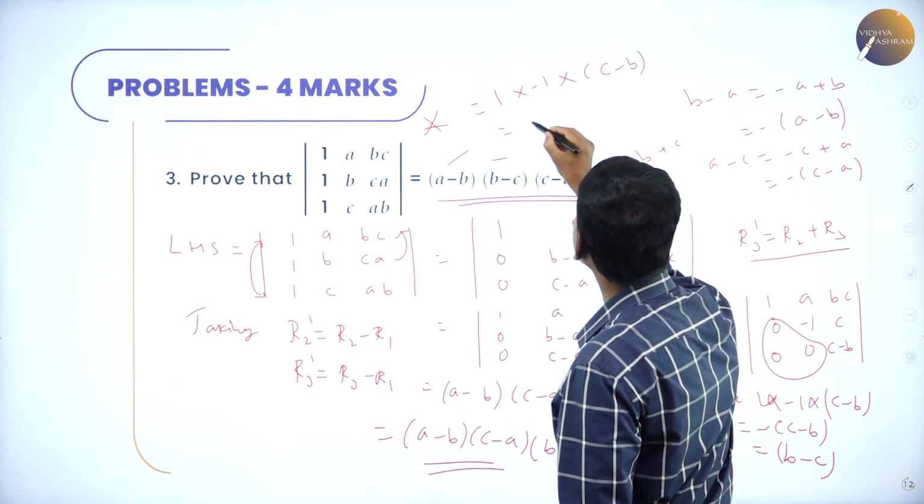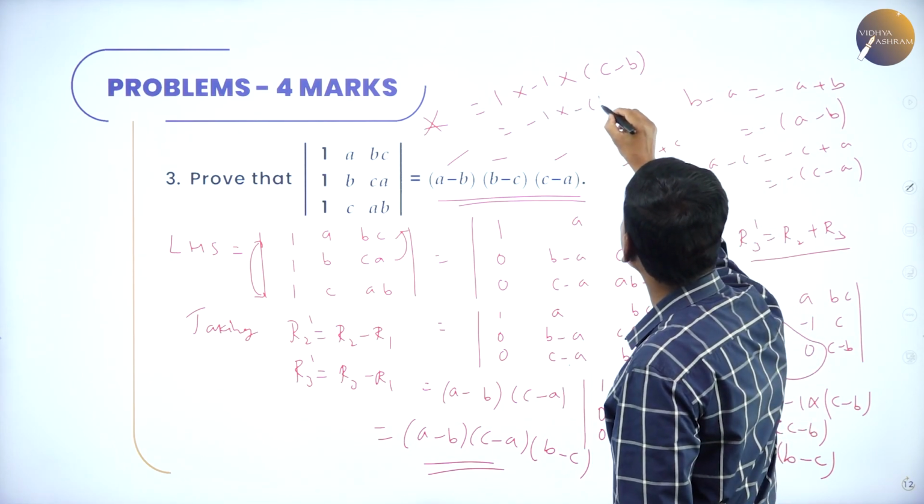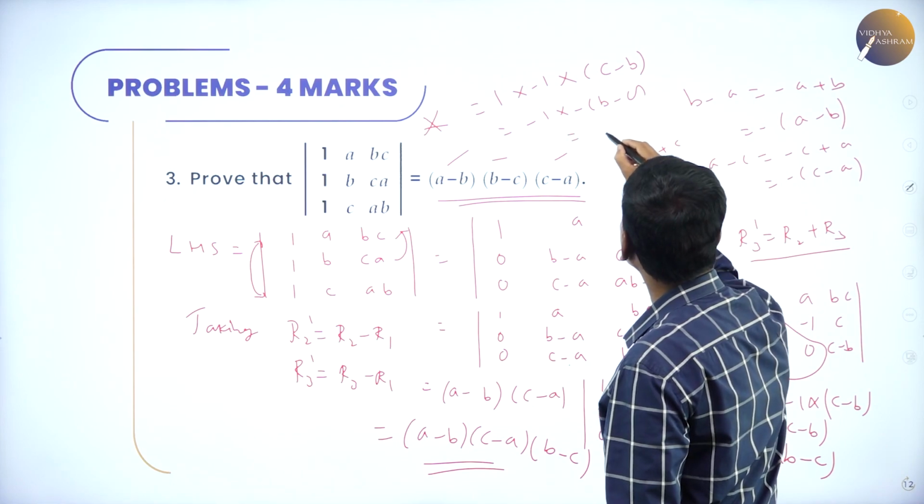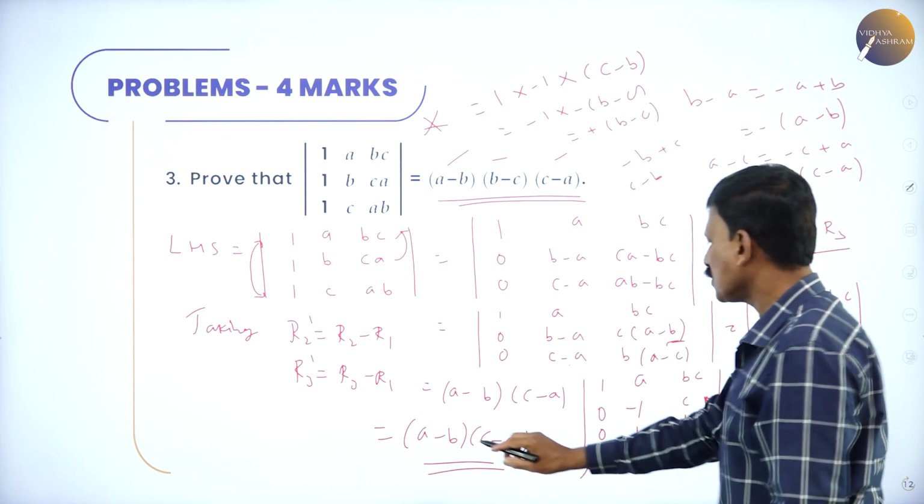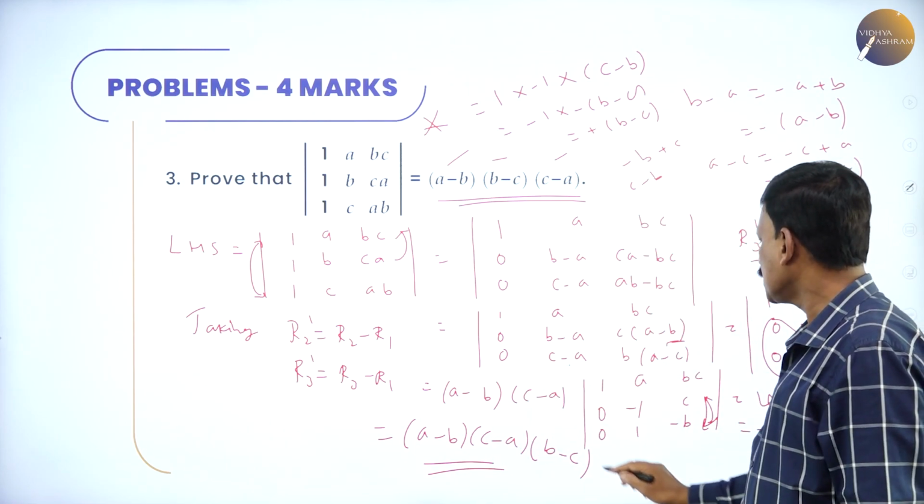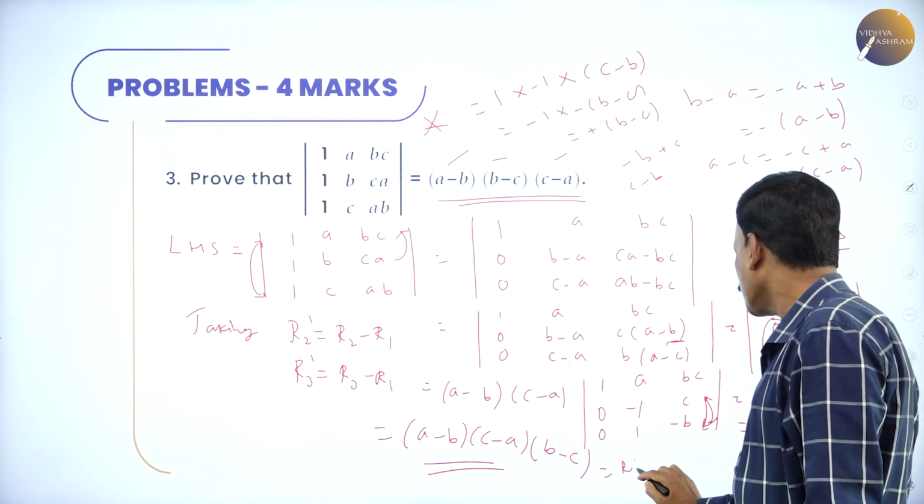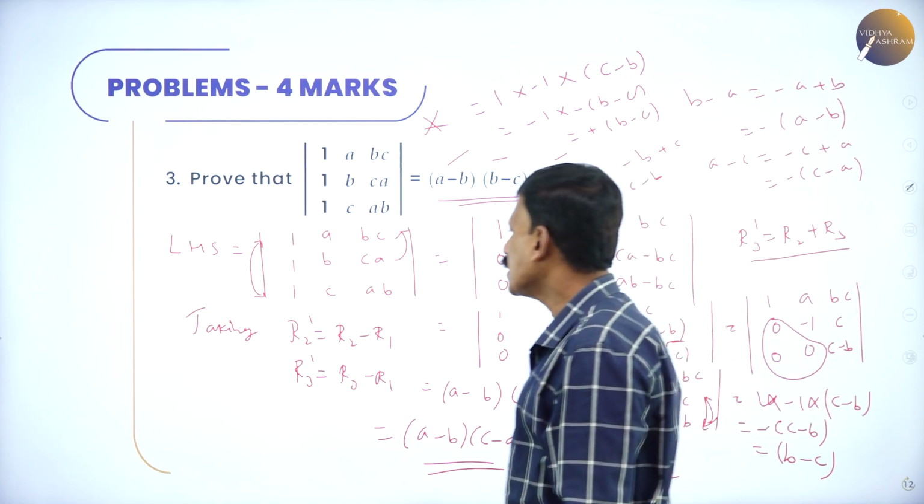Right. This is minus 1 into C minus B can also be written as minus of B minus C. So therefore minus into minus plus B minus C. So therefore the total answer is A minus B into B minus C into C minus A is the answer that we are going to get as RHS. This is RHS.